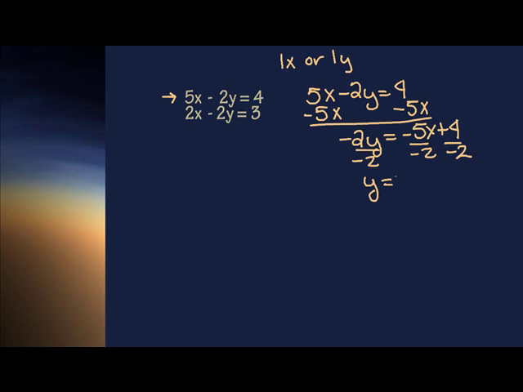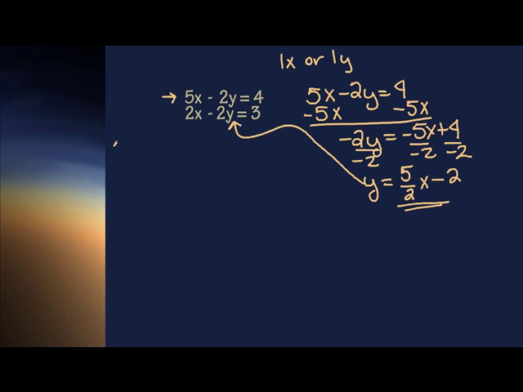So that gives me y equals a negative divided by a negative is a positive, positive 5 halves x. 4 divided by negative 2 is negative 2. So this is what y is. Since I used the first equation to solve for y, I'm going to put y right in there. Remember, this is actually the first equation.